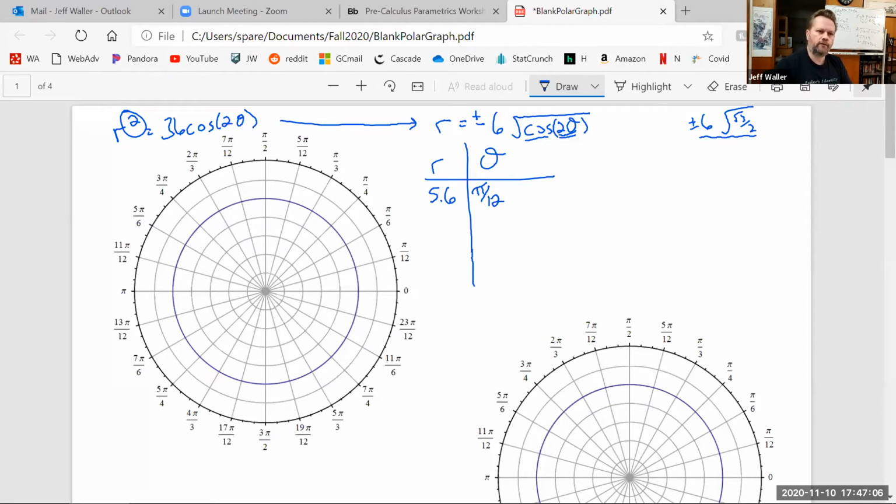On one level, it really is just brute force. But on the other level, something I haven't even done is look for symmetries. So let's keep going. Let's see if we get interested in what kind of symmetries this has. Pi over 6. If I throw that in, that'll be plus or minus 6 times the square root of cosine of pi over 3, right? If I throw this in there, it's going to double it.